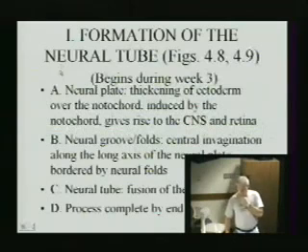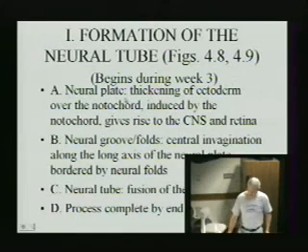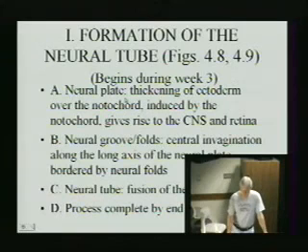So we start first with the neural tube, the neurulation. So it is beginning during week 3. We already went exhaustively through the influence of the notochord, to create first the neural plate. So this is the thickening. We get the tall columnar cells.